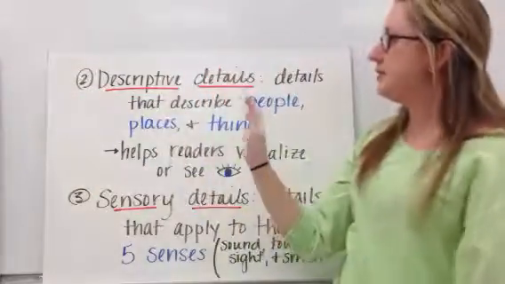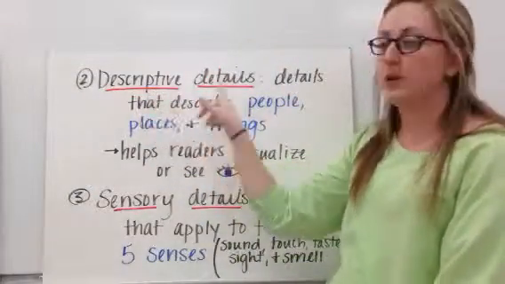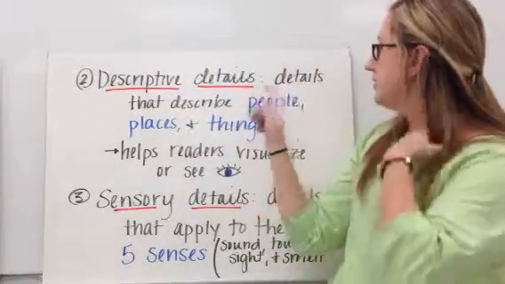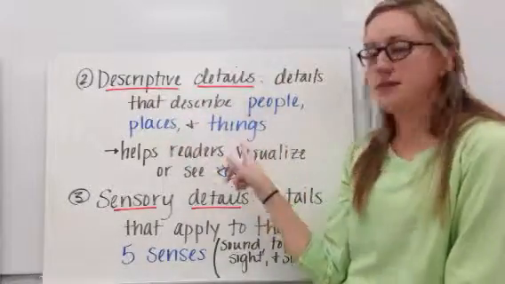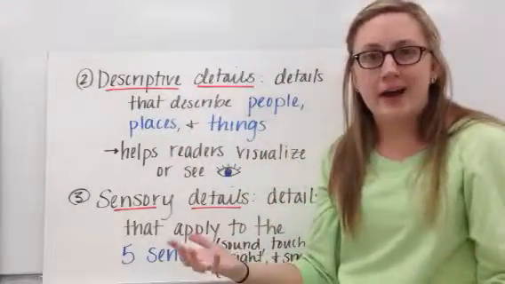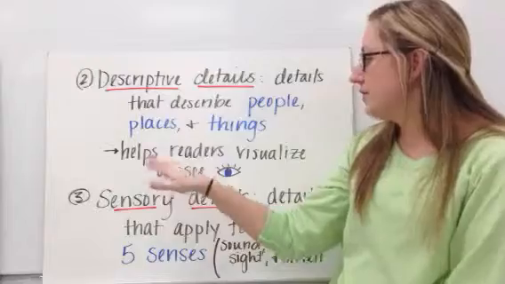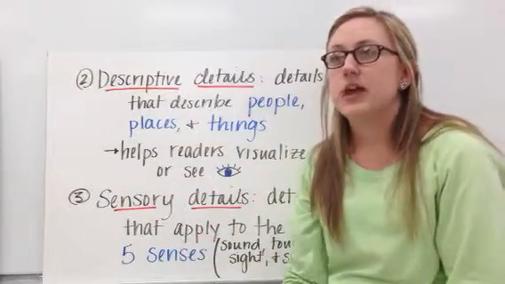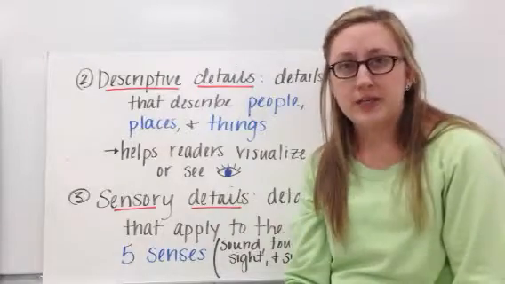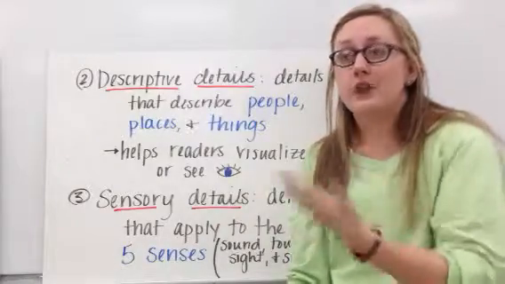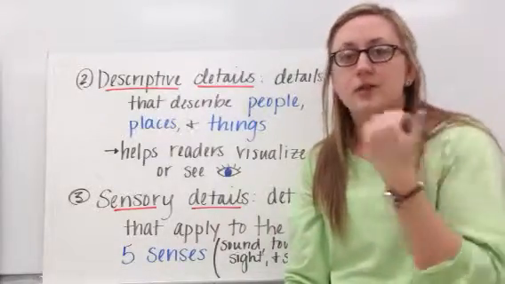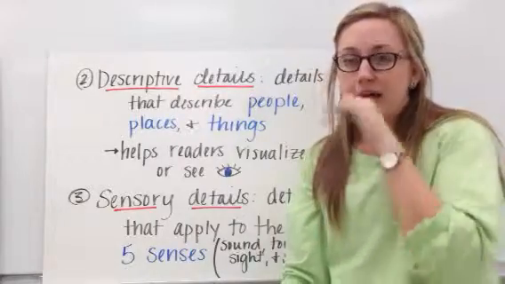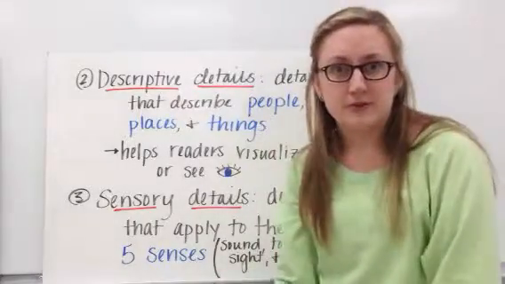The second thing we're going to talk about are your descriptive details. These are details that describe people, places, and things. So basically nouns, but these are the ones that help the readers visualize or see the story. Instead of just saying the girl walked in and she was upset, maybe you say that the girl dragged her feet in, she had tears running down her face, and Kleenex hanging out of her sleeves, right?